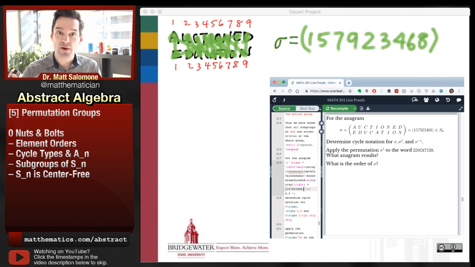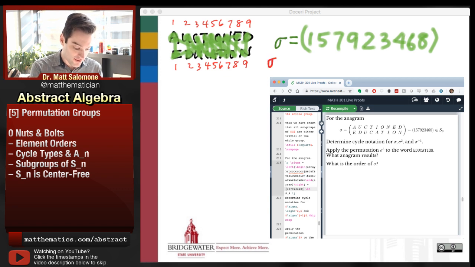What I want to do next is use that cycle notation to determine a couple of other things. I want to determine cycle notation for sigma squared. What happens if this permutation acts twice in succession? Or sigma inverse. Sigma inverse would be a permutation which turns education back to auctioned, right? If it acted on the word education, it would turn it into auctioned, doing the opposite of what this permutation did. Okay, so let's look at that question next.